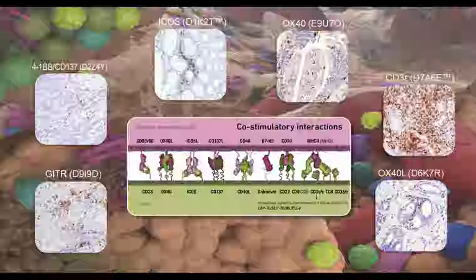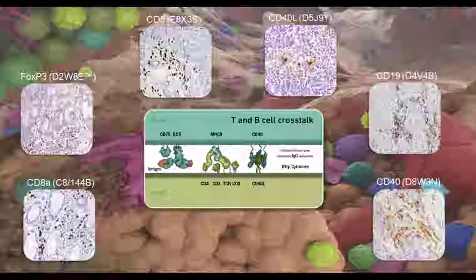Moving on, we have co-stimulatory molecules in our catalog as well, molecules such as ICOS and GITR and 41BB, which are currently in the clinic and expressed mainly on T cells, and also the pan-T cell marker CD3, along with OX40 and its ligand OX40L. Further, we have some targets which can help researchers understand the crosstalk between T and B cells.